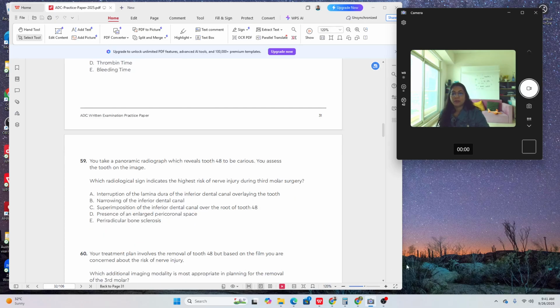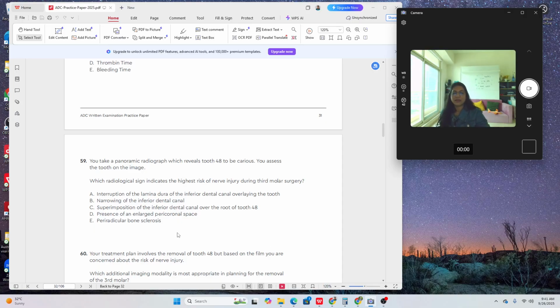You take a panoramic radiograph which reveals tooth 4-8 to be carious. You assess the tooth on the image. Which radiological sign indicates the highest risk of nerve injury during third molar surgery? 4-8. Whenever there is a nerve compression, there would be narrowing of the canal on the radiograph. That is the most complicated case and has the most risk.